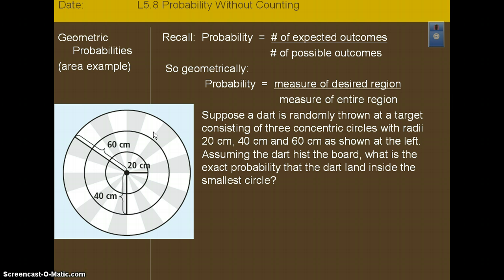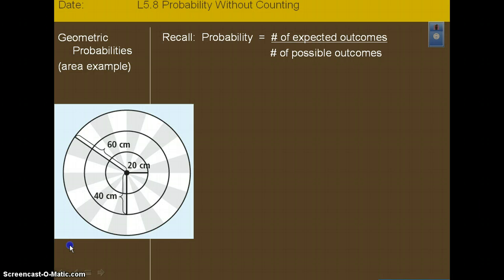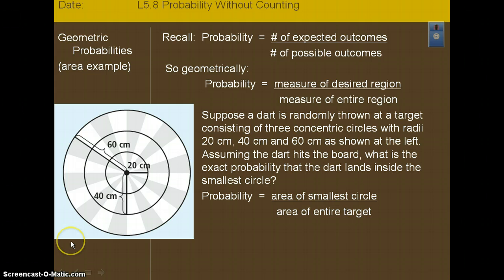Assuming that the dart hits, again, that is assuming that the dart hits the board, so we know it hit the board. What is the exact probability that the dart lands inside the smaller circle? So we know that the desired region is the smallest circle here, so we're looking at the area of the smallest circle over the area of the entire target.